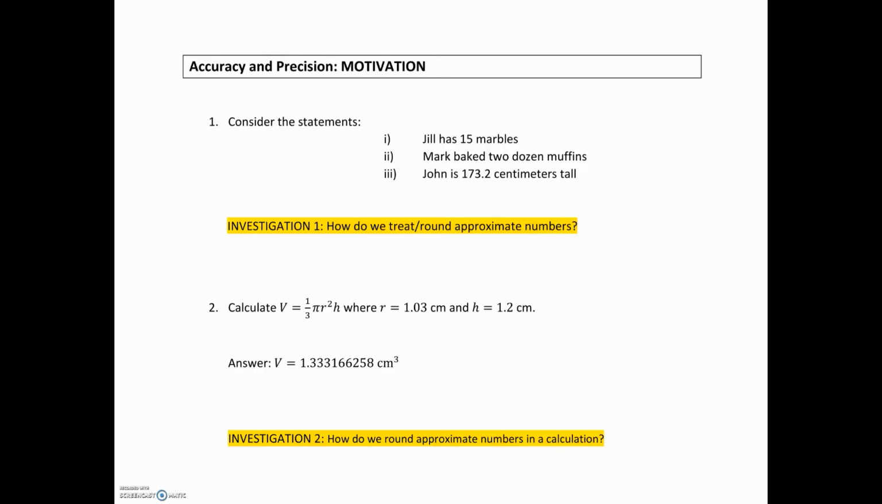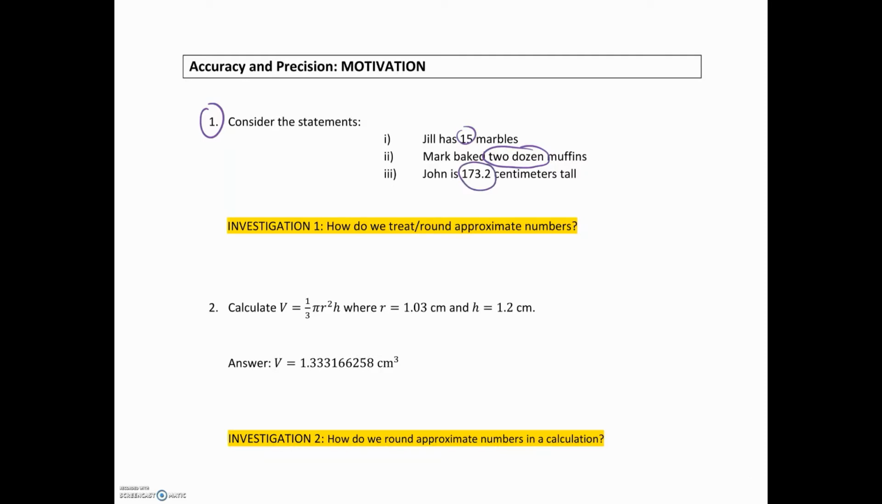In this lesson, we'll be considering accuracy and precision. As a motivation, let us look at two cases. Now, look at these three statements. Jill has 15 marbles. Mark baked 2 dozen muffins, and John is 173.2 centimeters tall.